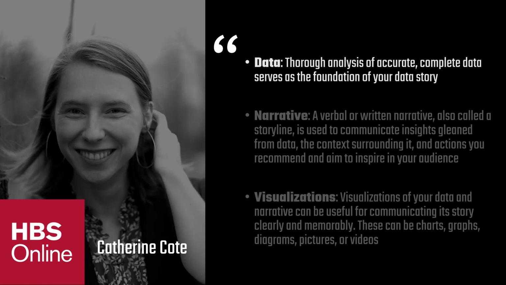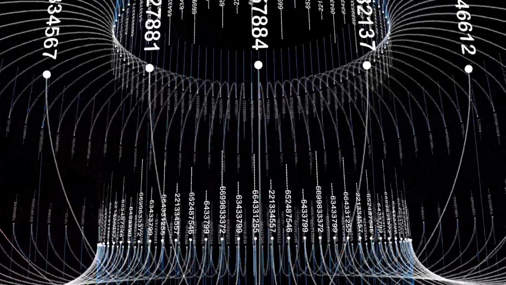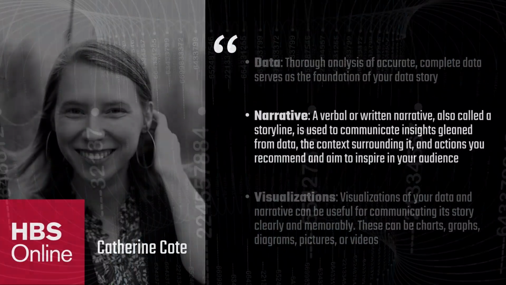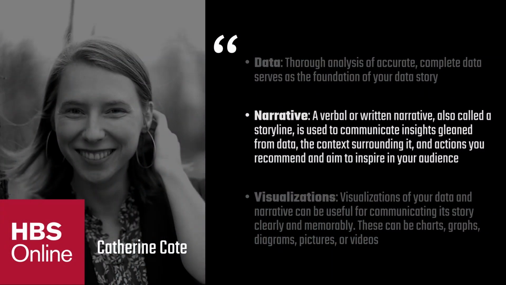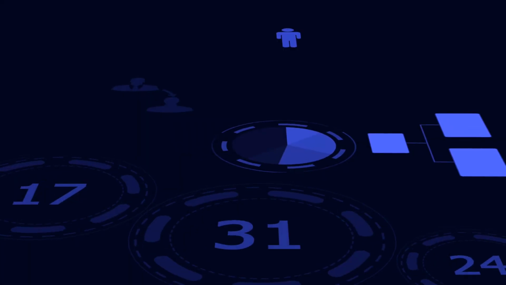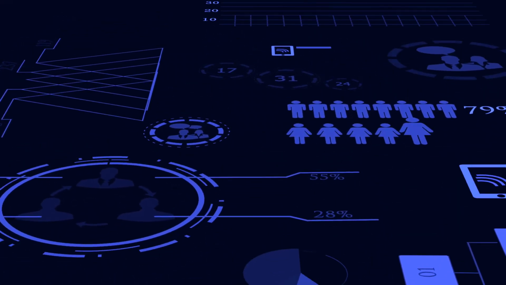Data storytelling combines three core elements. The first is data. It's the foundation of every story. Data provides the facts, trends, and insights that drive the narrative. The second is narrative. The storyline gives context to the data, helping the audience grasp its significance. The third are the visuals. Charts, graphs, socials, infographics, video, and other modalities are what bring your story to life.